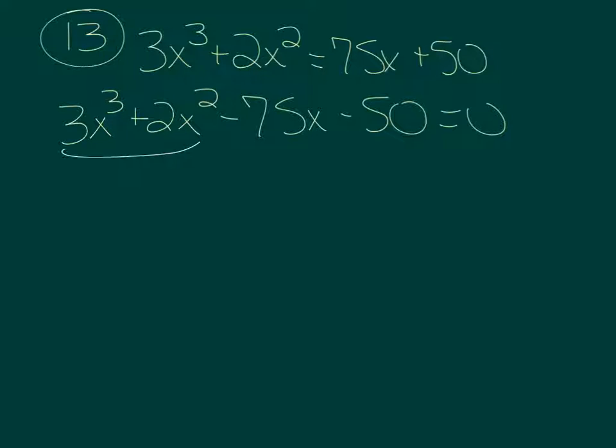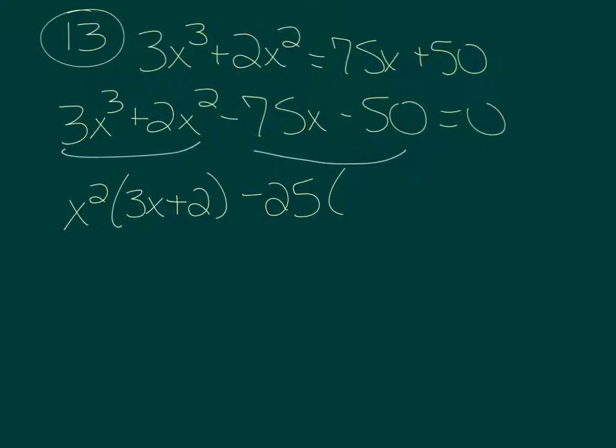I'm going to group the first two and the last two. The first two, I can factor out an x squared, and I'm left with 3x plus 2. The second one, notice your middle term's negative. When your middle term's negative, you want to factor out a negative. I'm going to factor out a negative 25. The reason I want to do that, I want to change all the signs. I end up with 3x plus 2. When you factor out a negative, that's going to change all your signs. That also made these match. That makes me happy. Okay?